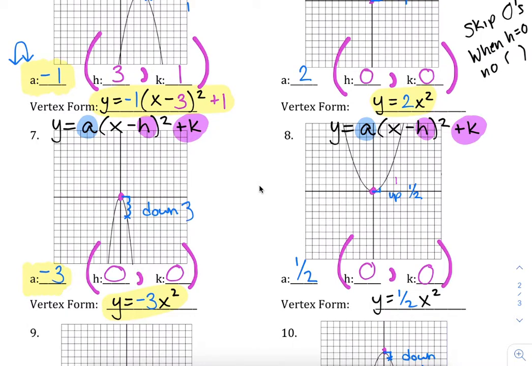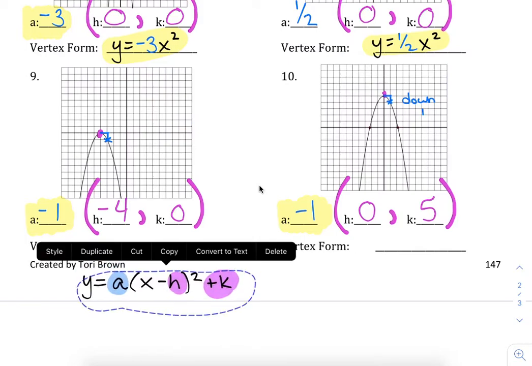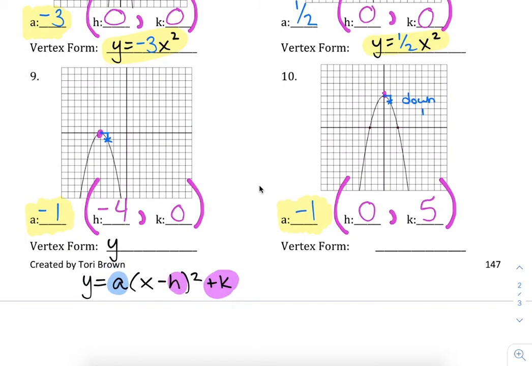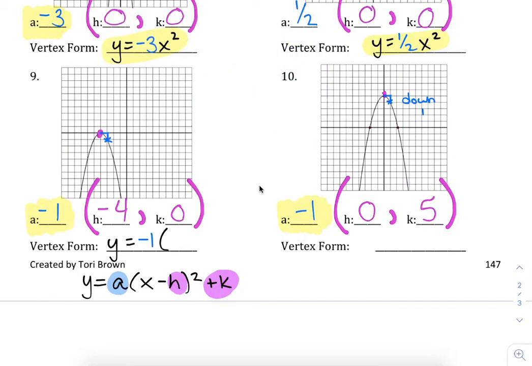We got 2 more. All right, last 2 problems. Numbers 9 and 10. If I set up my formula down here one more time, writing it out, y equals a negative 1, because that's my a. I don't have a 0 for h, so I do need to write it down. Parentheses x minus, you'll see it again. I'm trying to show you the same one over and over, so you'll look at it. Negative 4 squared, and we don't need that 0 on the end.